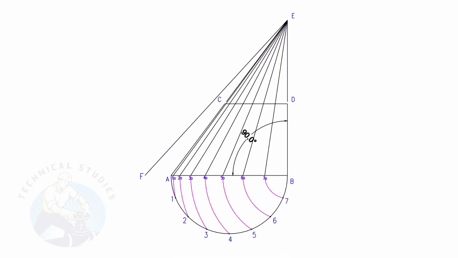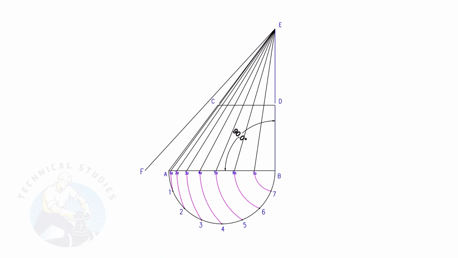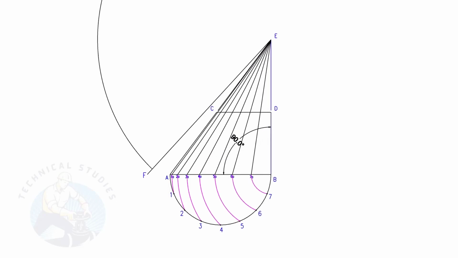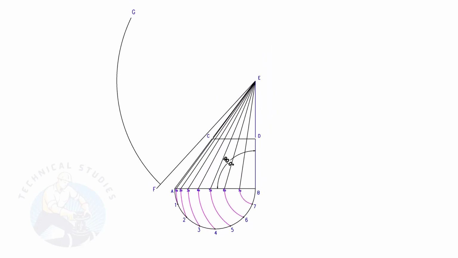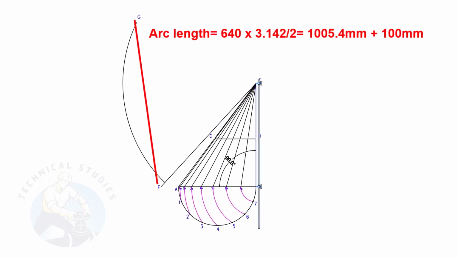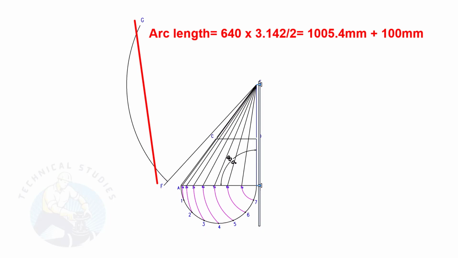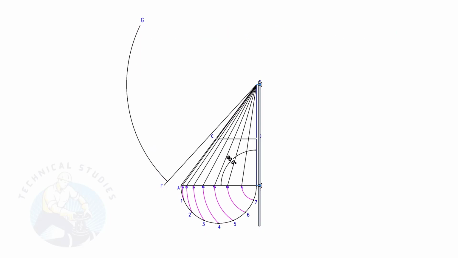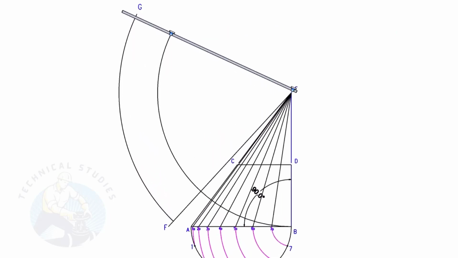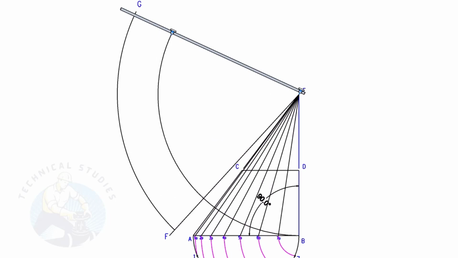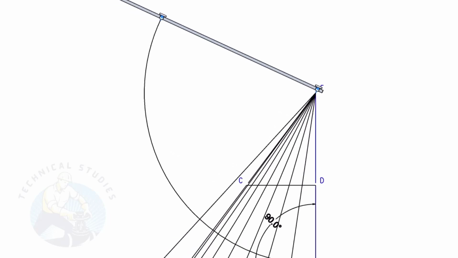Draw line EF. This is a reference line only. Draw arc FG. The length shall be a little more than the half circumference of the bottom diameter. Again, this arc is only for a reference of the half circumference length. Draw arcs EB, E7A, E7B, etc.